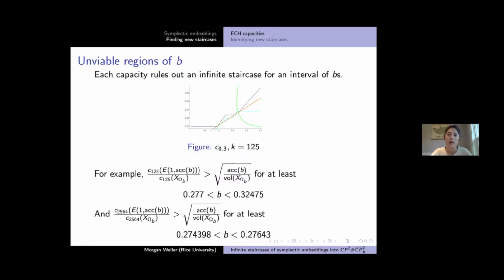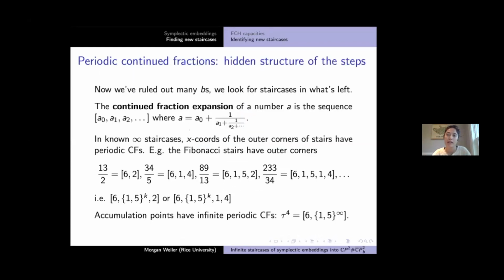Each capacity rules out an infinite staircase for a certain interval of B. It's kind of difficult to compute what this interval is for any B, but just from plotting these obstructions, we know, for example, that the 125th capacity rules out all values of B between, for example, 0.277 and 0.32475. These aren't exact, but we know at least for those B, we can't have an infinite staircase. Similarly, we can't have an infinite staircase for B between 0.274398 and 0.27643. So now we've ruled out those B's, we have to look for staircases in what's left.